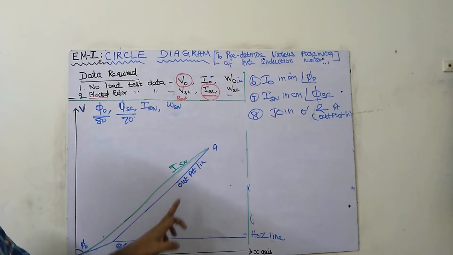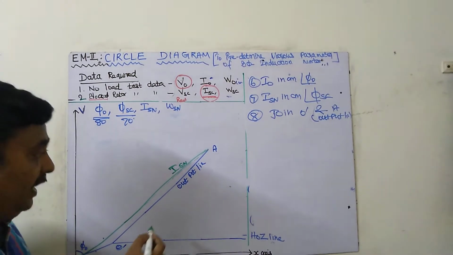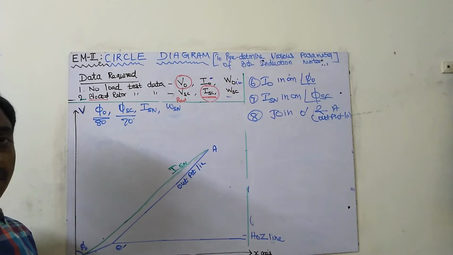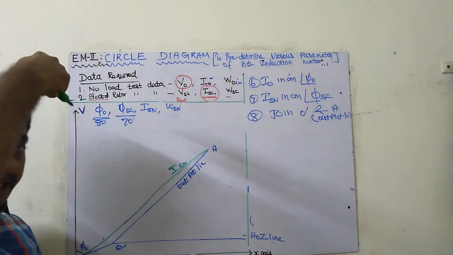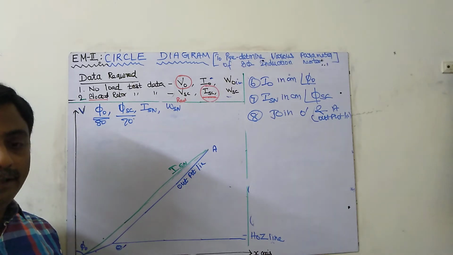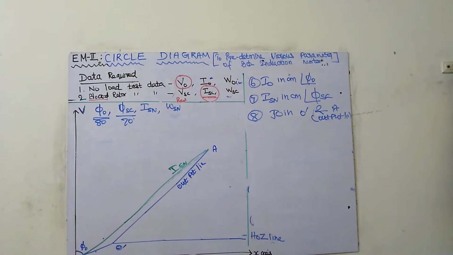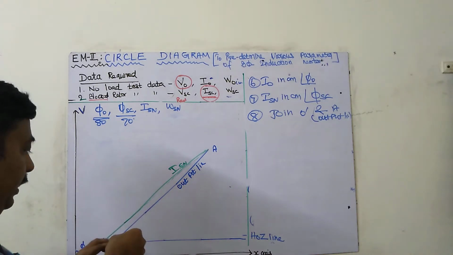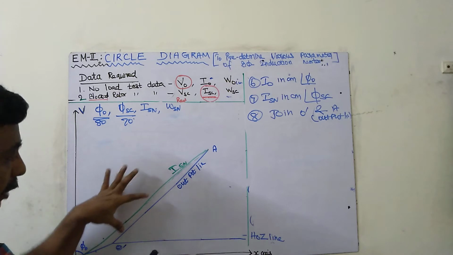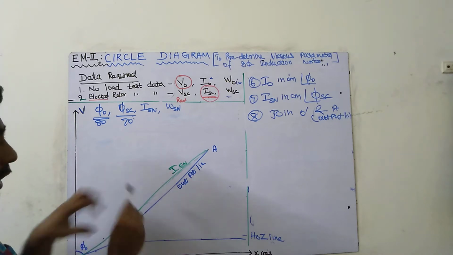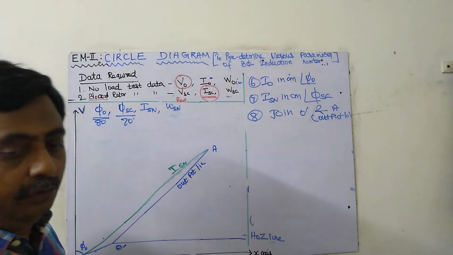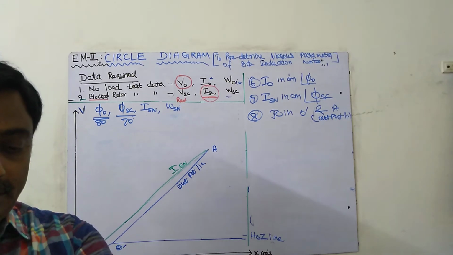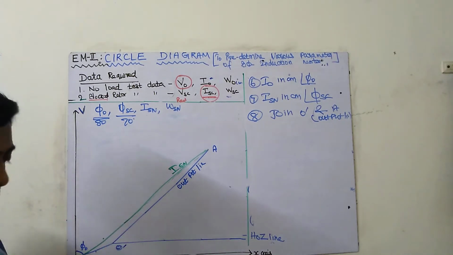Now we have to draw a perpendicular bisector for the output line. It has to cut the line at 90 degrees. How to find the perpendicular bisector? Take a compass like this, measure above 50 percent of the line length, and cut a curve. This you already know, we studied it in the 7th and 8th standard.